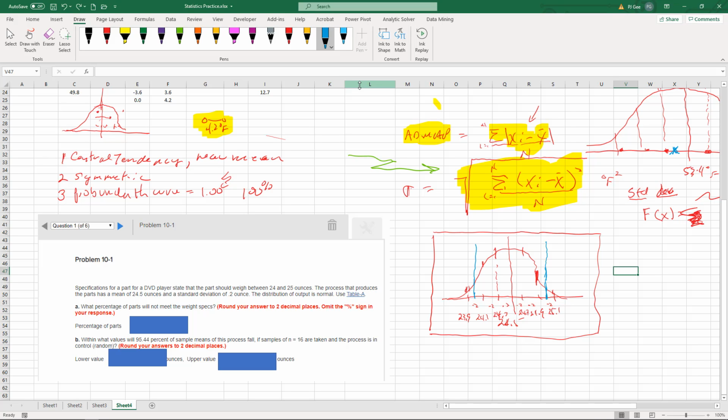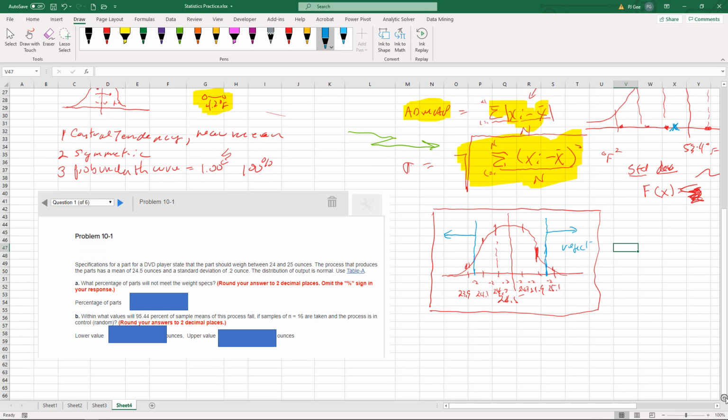But let's say today, this is what our production is. It says the customer's going to reject everything below 24 and above 25. So this is reject, and these areas are equal. The idea is we're really exploiting the symmetric properties of this curve, the normal distribution.